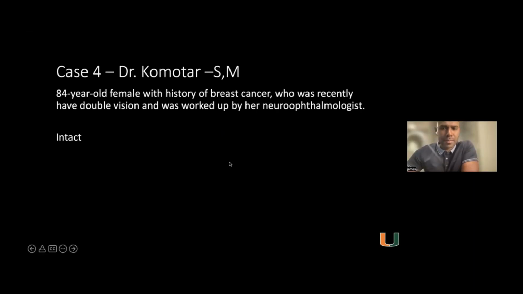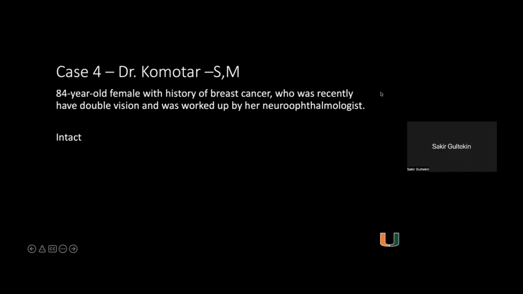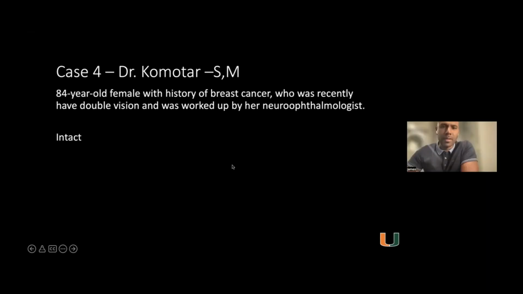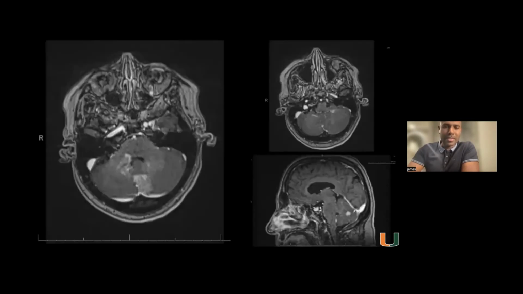Next case. Turkey, are you around? I am. Perfect. All right, my friend. So here's a case, an 84-year-old female, history of breast cancer, was having double vision, was seen by a neuro-ophthalmologist, and got an MRI. On exam, she was neurologically intact. Obviously we're going to need imaging. So here's the imaging for her. Tell me what you see. Sequence, cuts, and describe what you're seeing.